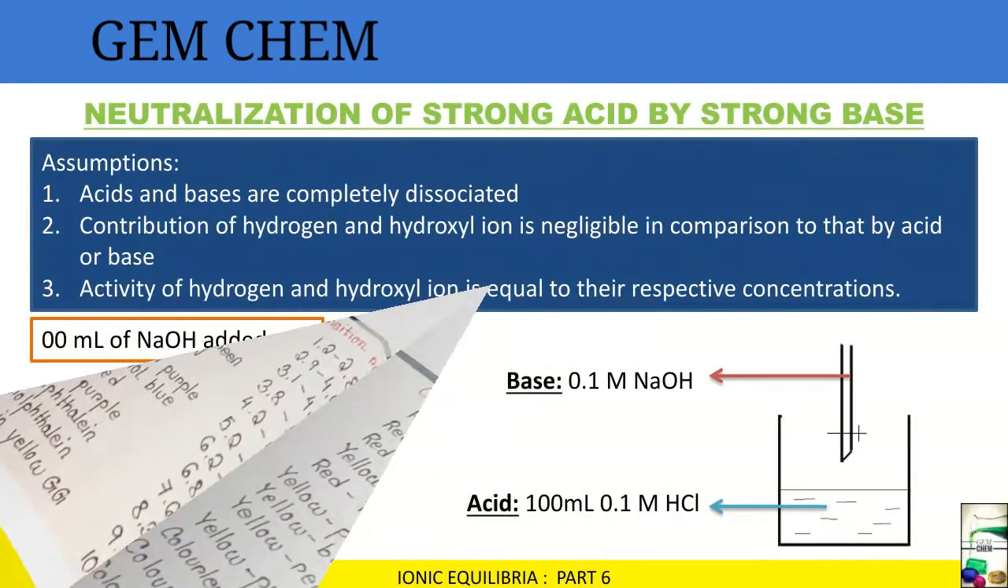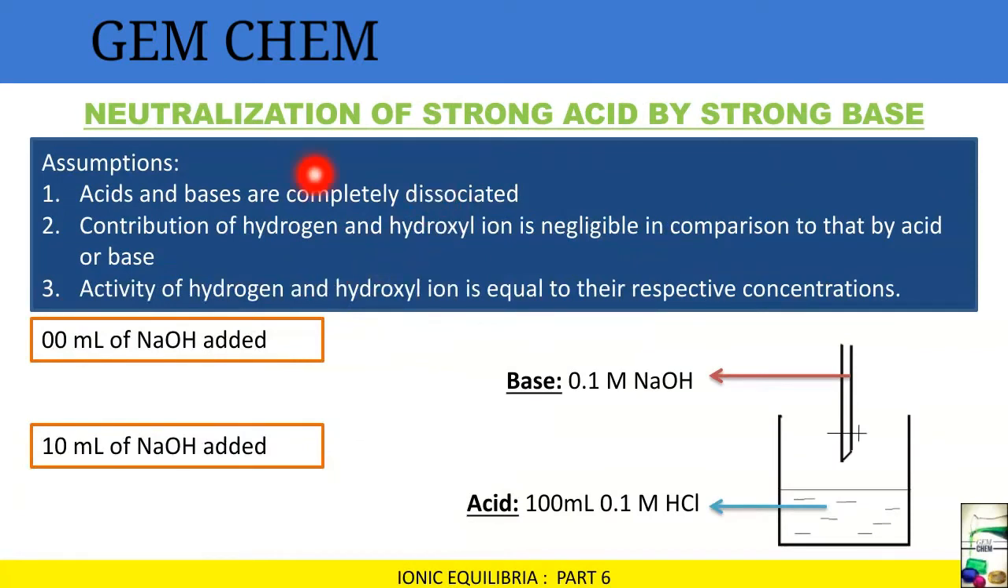Okay. First titration will be observed for neutralization of strong acid by strong base. Okay, now assumptions. What are the assumptions which we will make? Acids and bases are completely dissociated. Contribution of hydrogen and hydroxyl ion is negligible in comparison to that of acid or base. That is, contribution of hydrogen and hydroxyl ion will not be considered. And activity of hydrogen and hydroxyl ion is equal to respective concentrations.